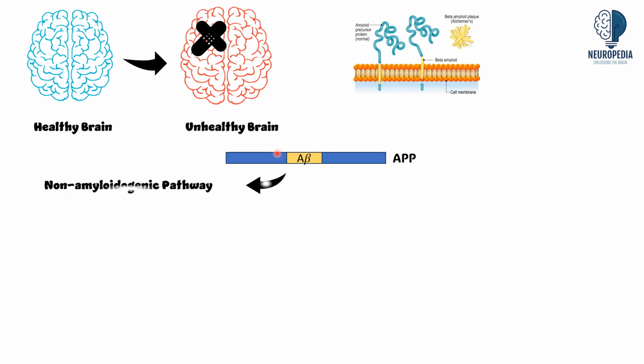The first pathway is the non-amyloidogenic pathway. In this pathway, the enzymes alpha secretase and gamma secretase sequentially cleave APP at certain regions to produce small fragments so the body can easily dispose of them.